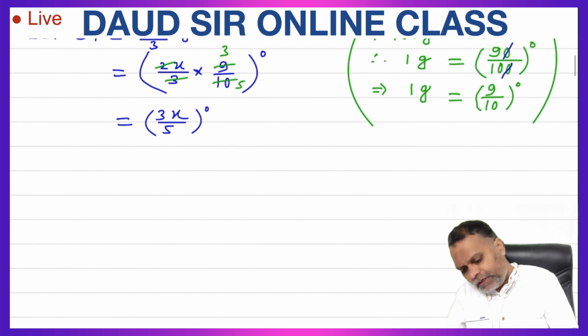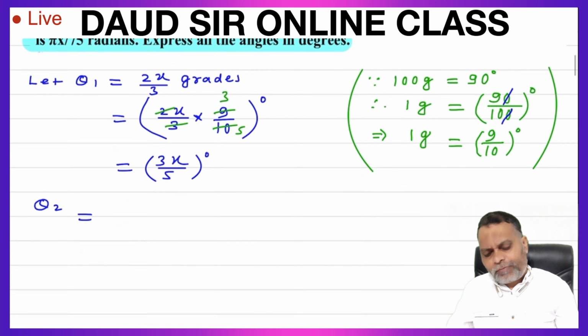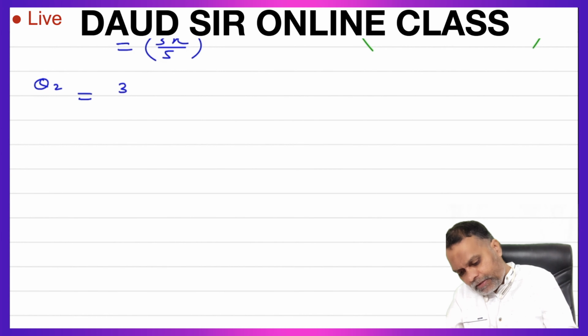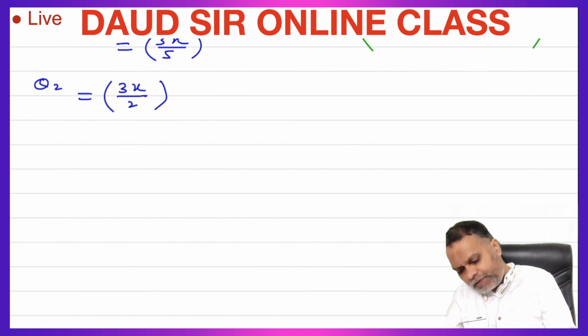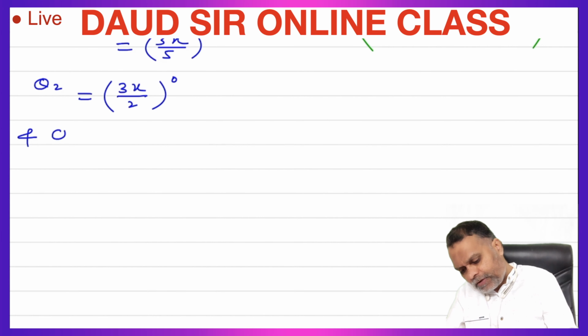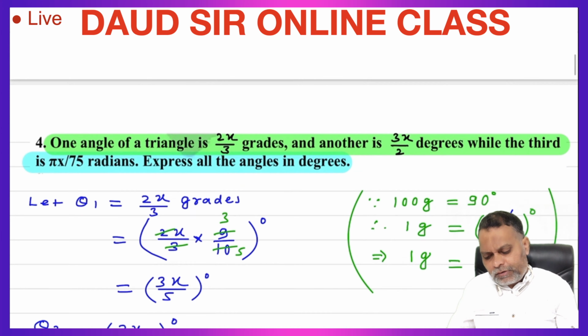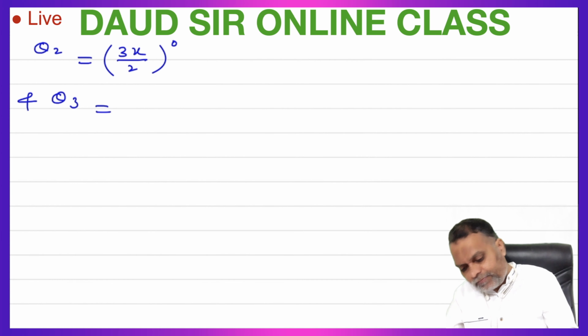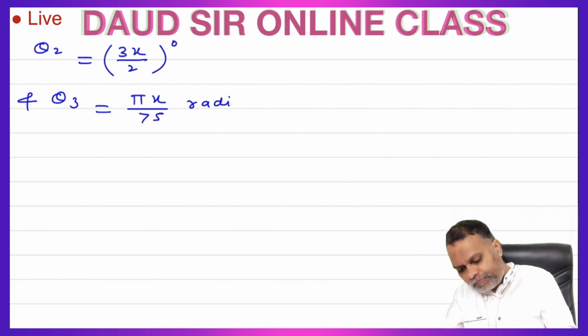Second angle, theta 2 is equal to 3x upon 2 degrees. It is already given in degrees. And theta 3 is equal to pi x upon 75 radians.